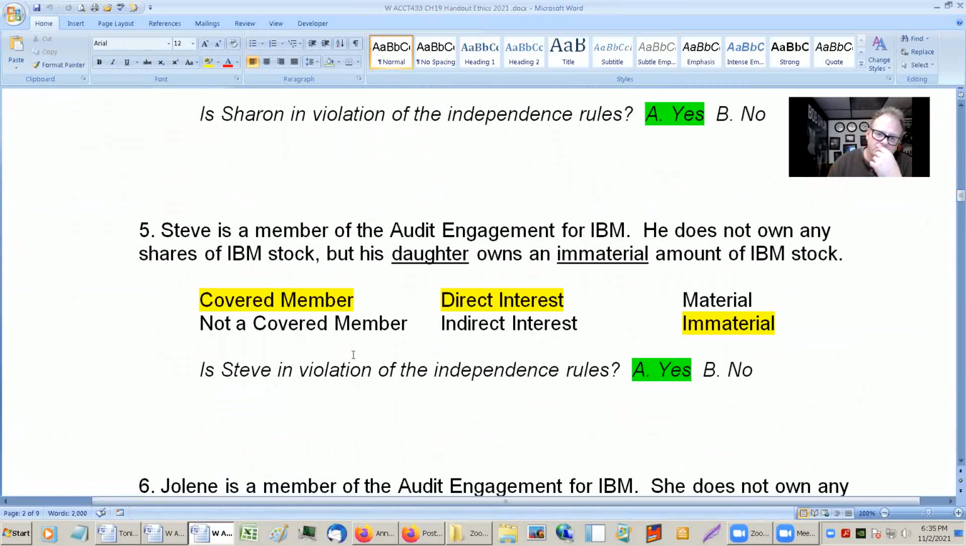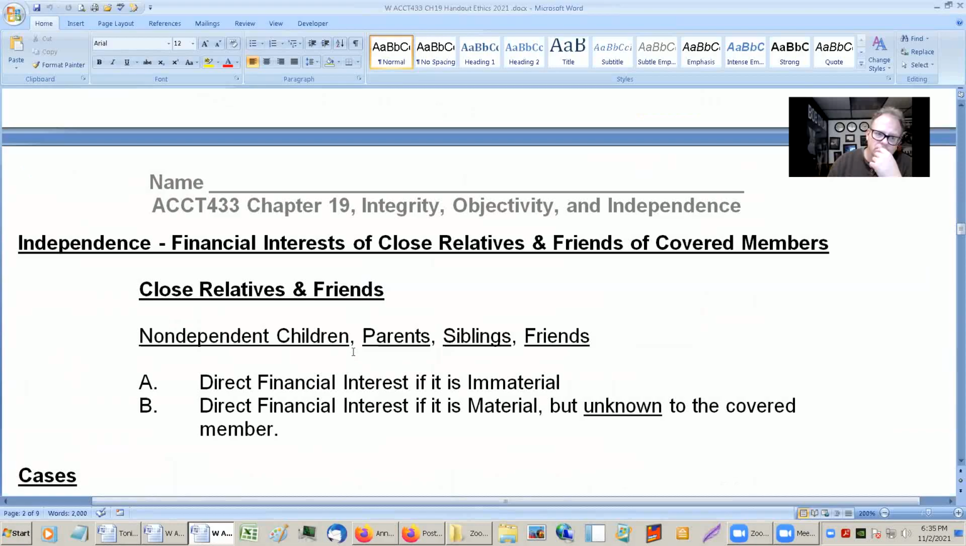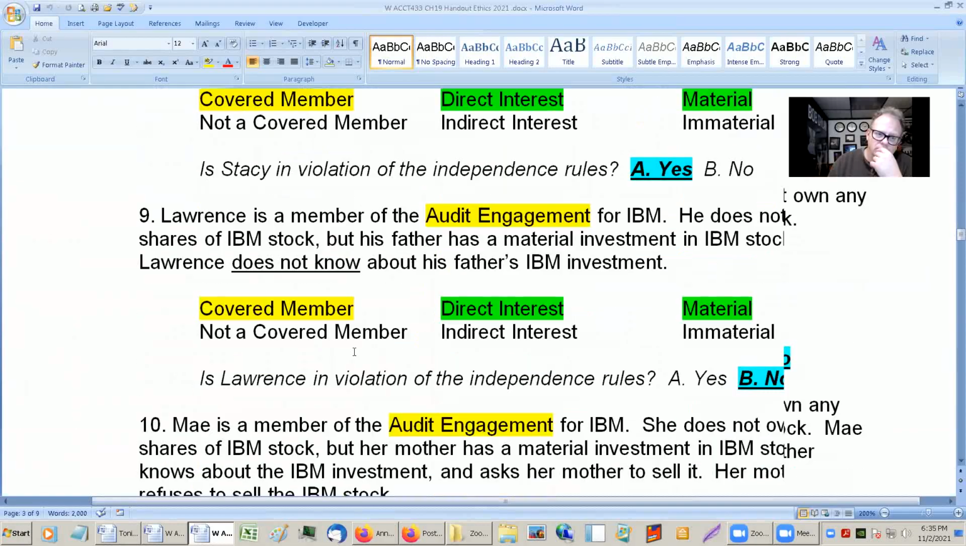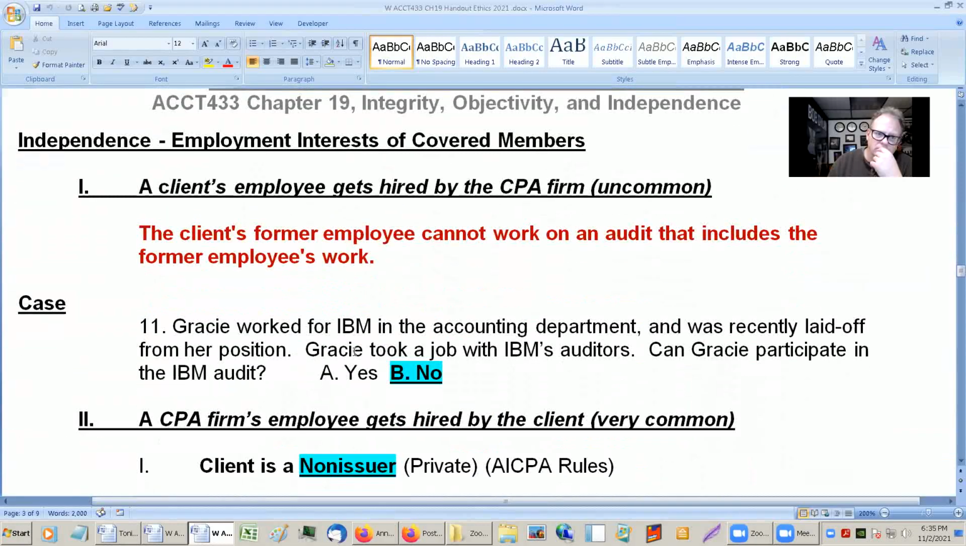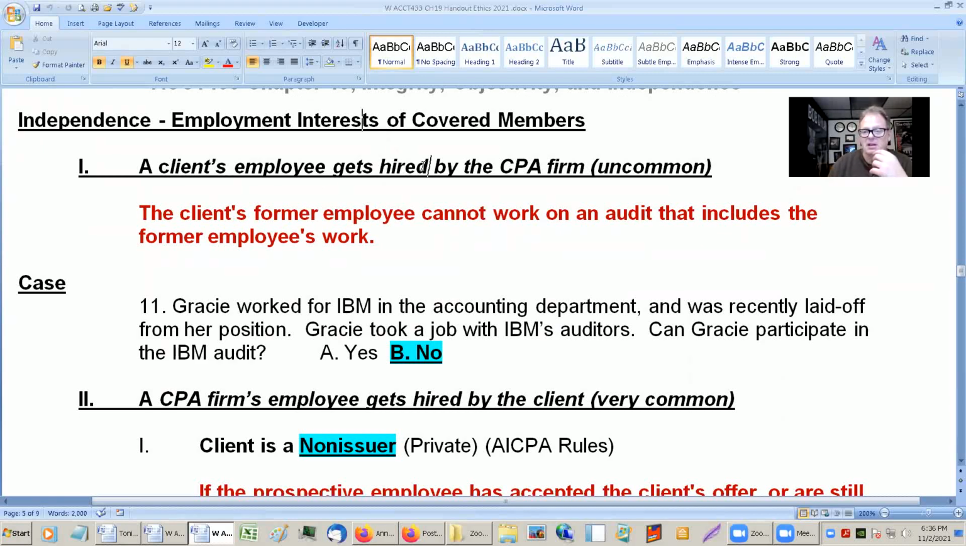The employment of covered members. You go from being a CPA. Usually they did about going from a CPA firm to the client, although it could happen the other way too. They can ask anything, but the CPA exam a lot of times will have this kind of stuff in there.